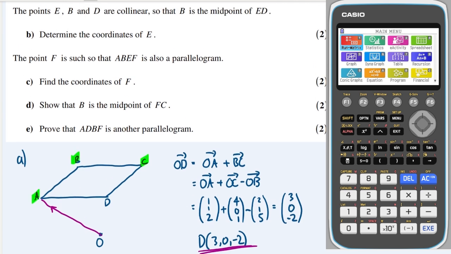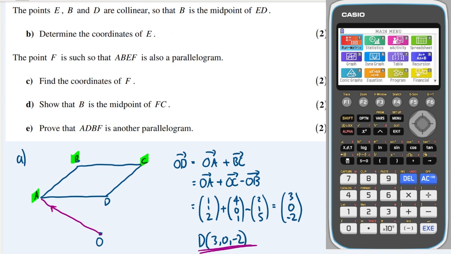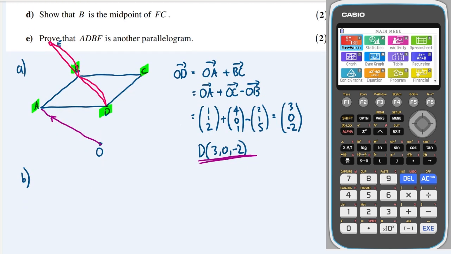Okay, next part, that was part A. On to part B. It says that E, B and D are collinear, which means they lie on a straight line. Like so. And it says that B is the midpoint. Okay, so that means that this is the same distance from D to B as it is from B to E. Determine the coordinates of E. Okay, and we know D now. Okay, so from D to B, it's the same movement as from B to E. So how do I go from D to B?